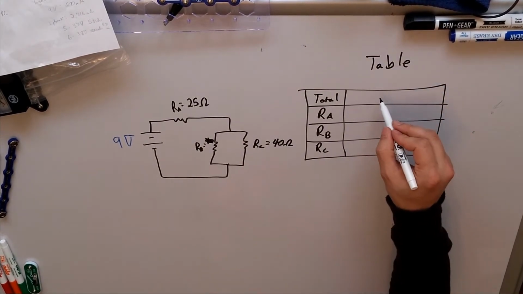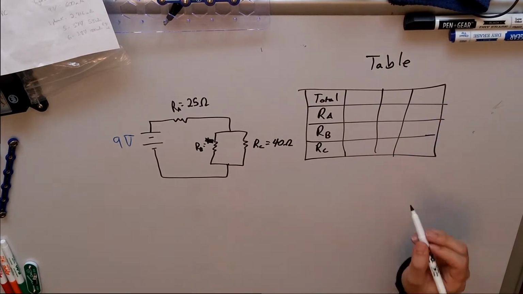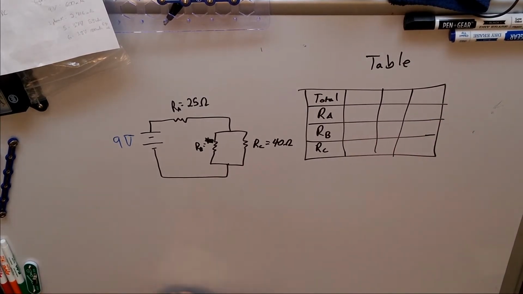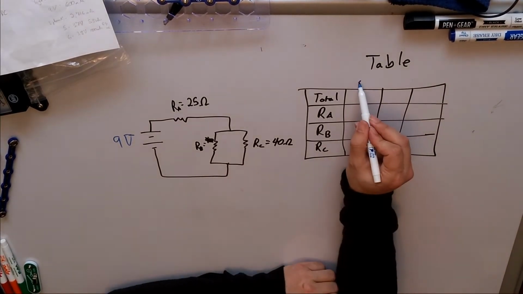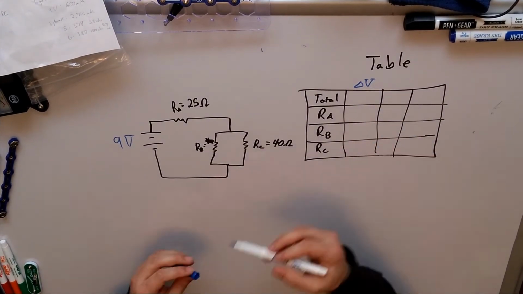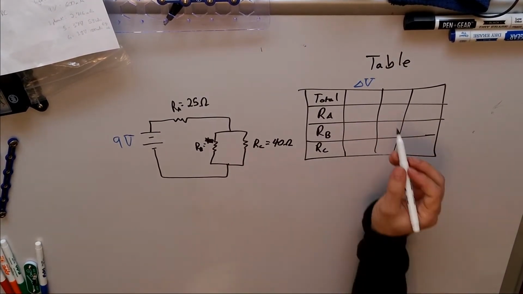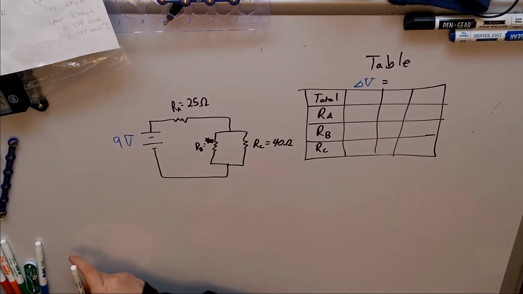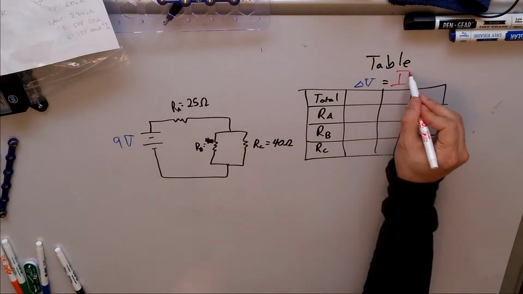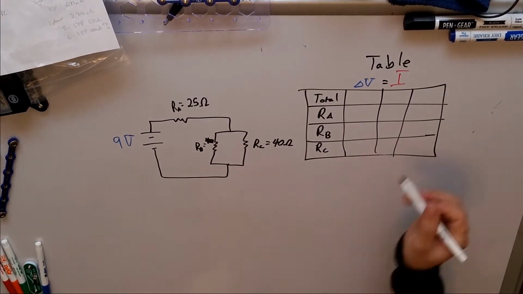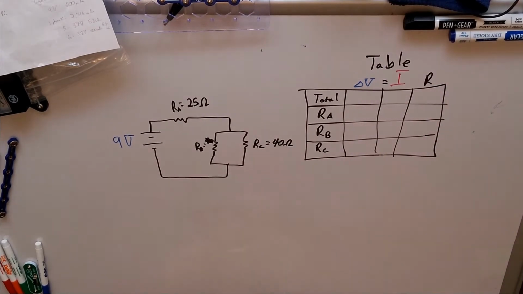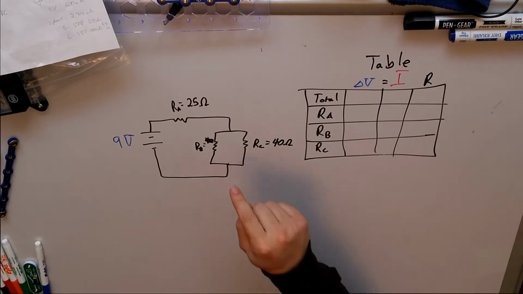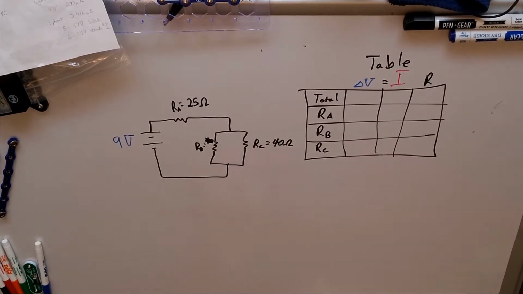So, table. We're going to need 2 vertical lines here. And what I like to do is at the top, I write delta V equals I, our current, R. It's Ohm's law. It's been a little while since we last looked at Ohm's law, but it still applies. But it applies for each of the individual resistors.